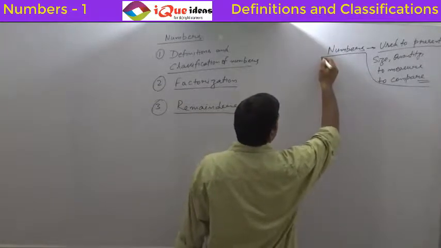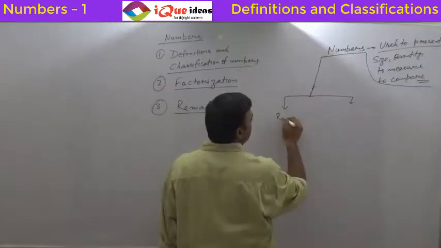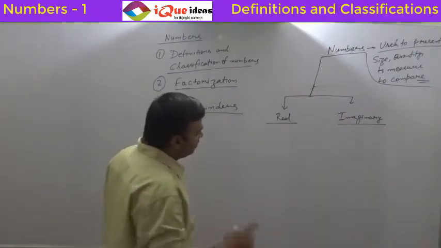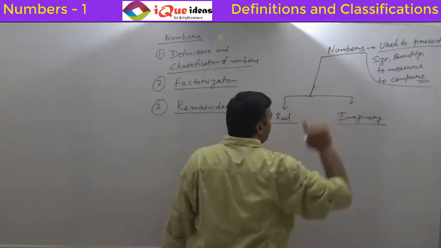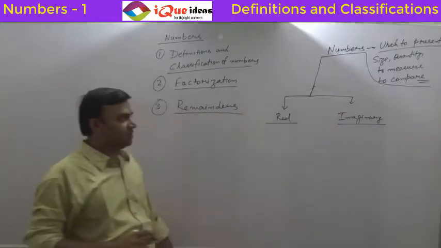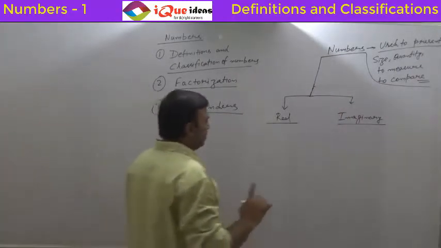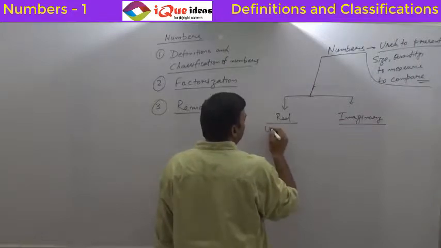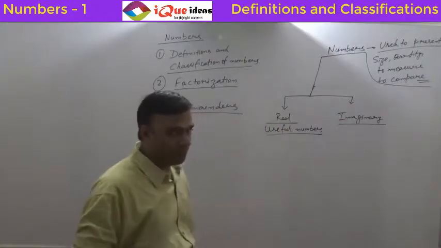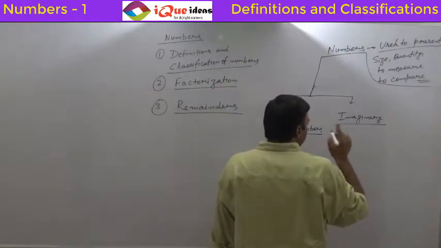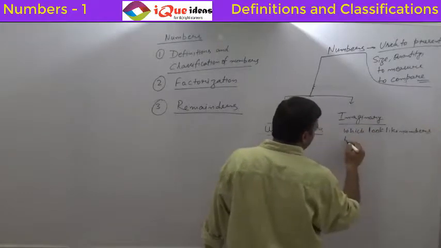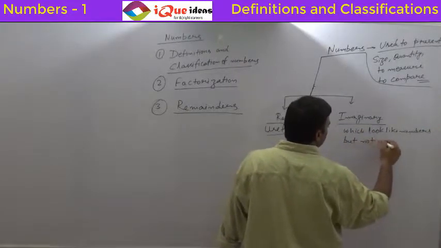Numbers can be primarily divided into two types: real numbers and imaginary numbers. Real numbers are those numbers which actually fulfill this purpose. Now I'll explain. You will understand that when you see what exactly is the meaning of imaginary number. So basically, real numbers are all useful numbers. So things which look like numbers and they're really useful. Those numbers which look like numbers but not useful as numbers.